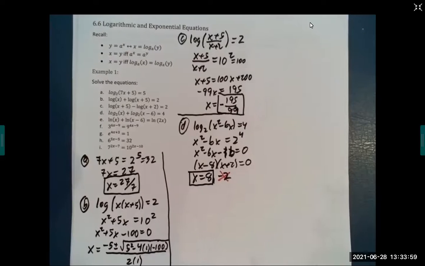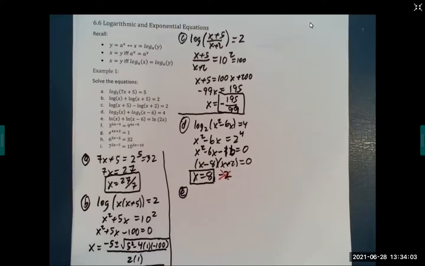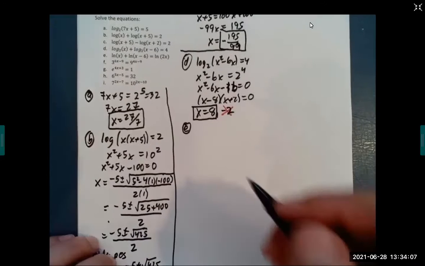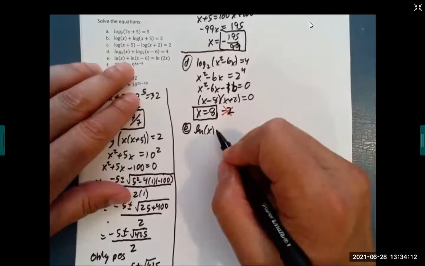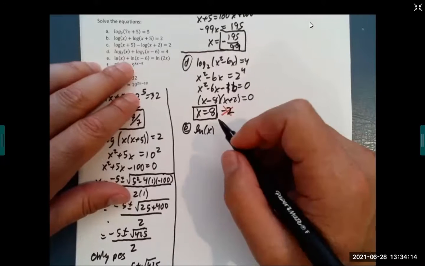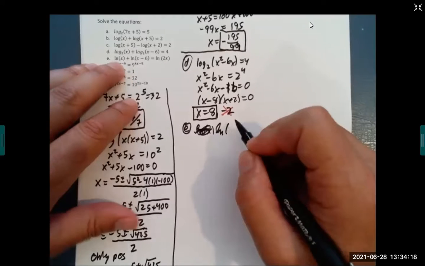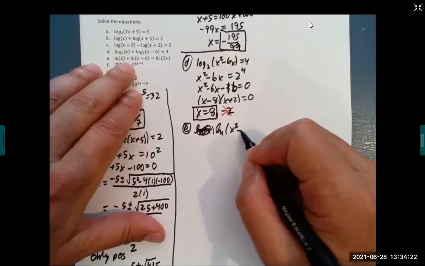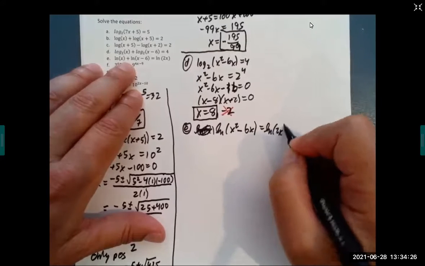All right, part E. We do no space. Push that up. E's ln of x. Oh, let's write that all as one logarithm. That's okay. ln of, and I'm going to multiply that out, x squared minus 6x equals ln of 2x.